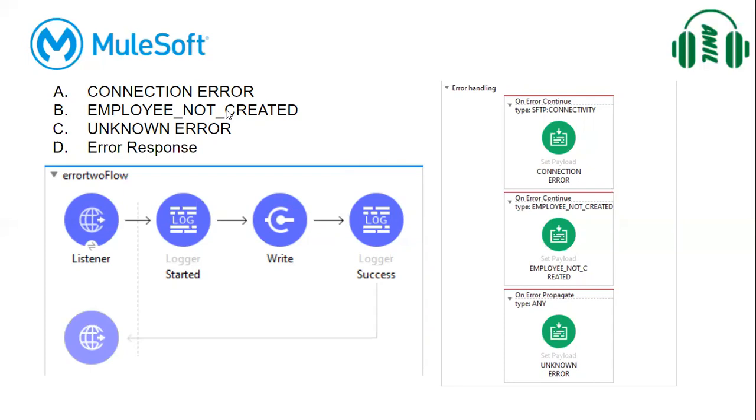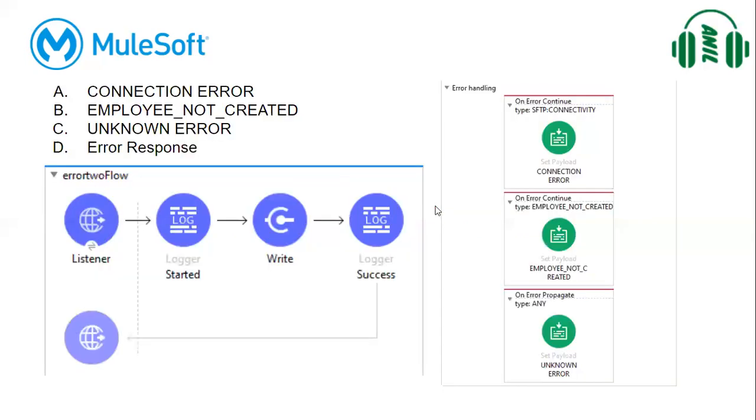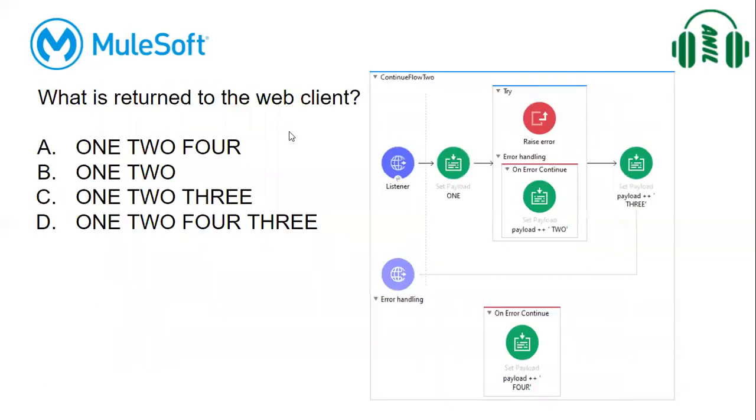This is very important. When we are observing XML, we should be careful about error mapping. Sometimes they'll also give us this error mapping in a screenshot of the flow, because we can see that in our configurations. So let us move on to the next question.